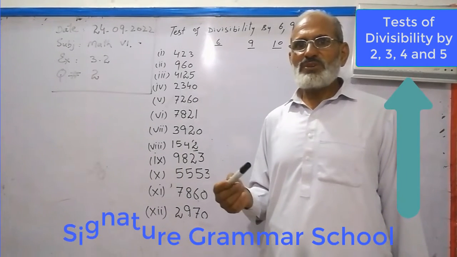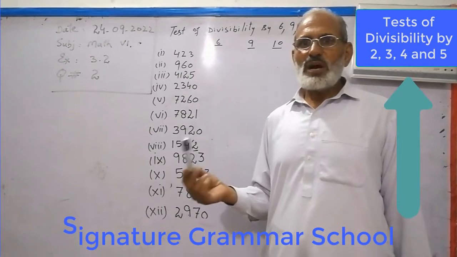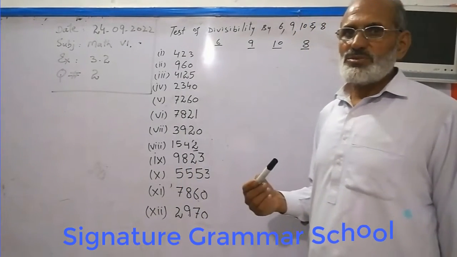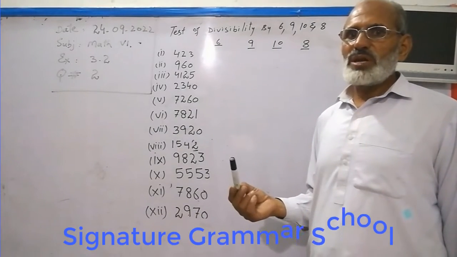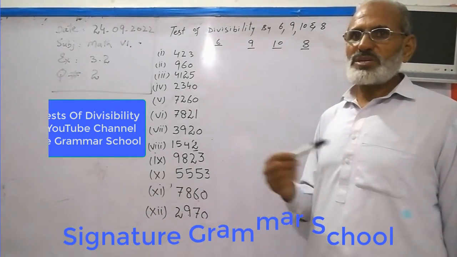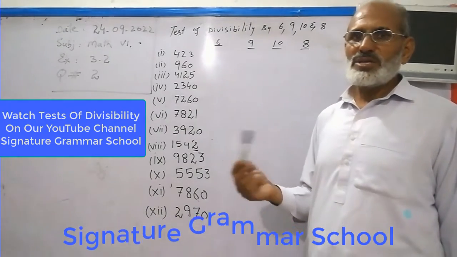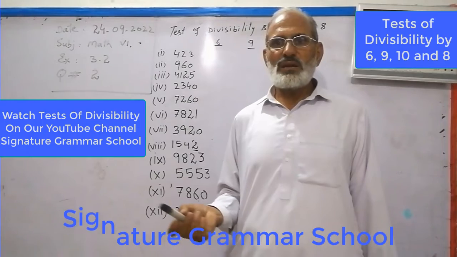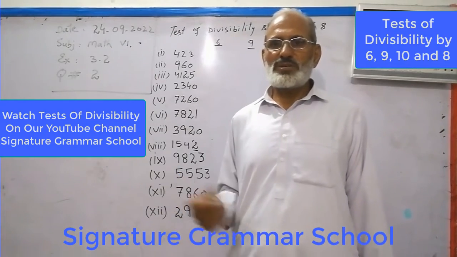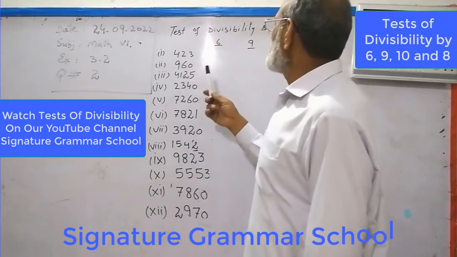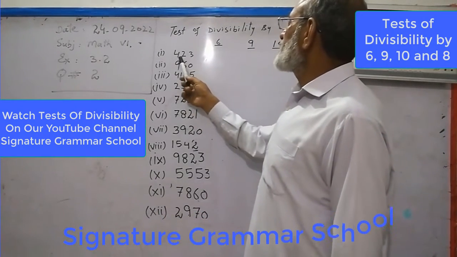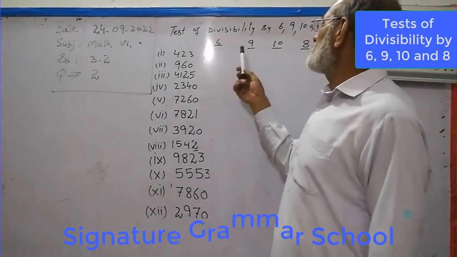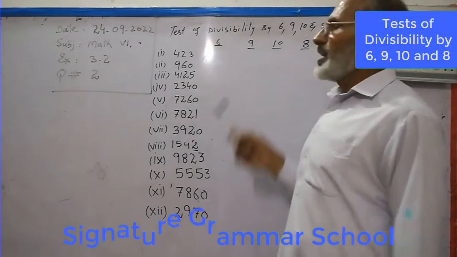As far as the test of divisibility is concerned, we have already uploaded a video in which we have tried our very best to tell the students how a value can be divided without the practical division by 2, by 3, by 4, by 5, by 6, by 8, and 9, 10, etc. Now, coming toward the question, here we have to decide whether 423 is divisible by 6, or whether it is divisible by 9, by 10, and by 8.